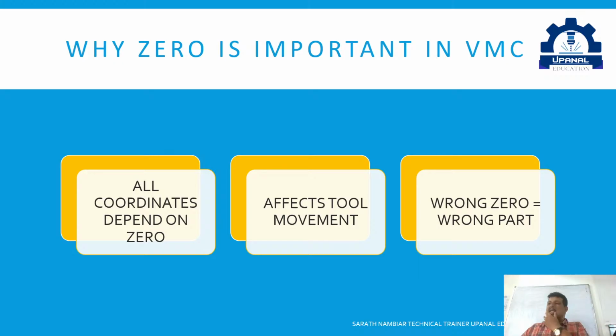Now, in VMC or a vertical milling machine, everything depends on coordinates. X, Y, Z, all are based on zero. The machine doesn't understand your drawing directly. It only understands the positions relative to zero. So if your zero setting is wrong, even a perfect program will produce a wrong path. For example, you programmed a hole at X50 Y50, but your zero is shifted. That hole will go somewhere else. So always remember, before running your program, first confirm your zero. That is the foundation.